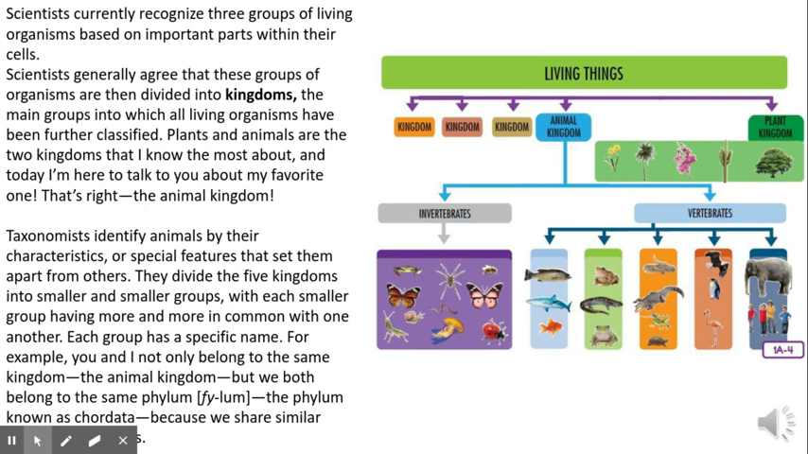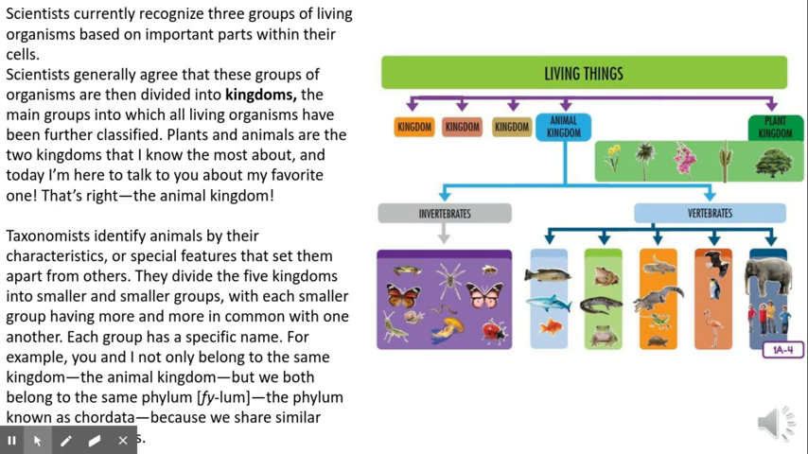Scientists generally agree that these groups of organisms are then divided into kingdoms, the main groups into which all living organisms have been further classified. Plants and animals are the two kingdoms that I know the most about, and today I'm here to talk to you about my favorite one. That's right, the animal kingdom. Taxonomists identify animals by their characteristics, or special features that set them apart from others. They divide the kingdoms into smaller and smaller groups, with each smaller group having more and more in common with one another. Each group has a specific name.